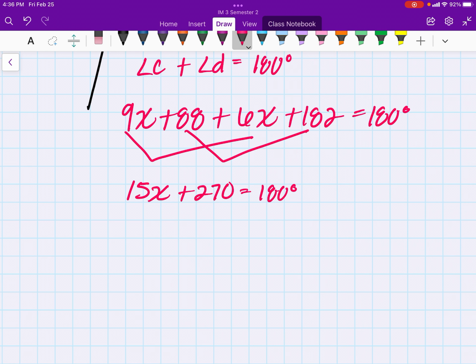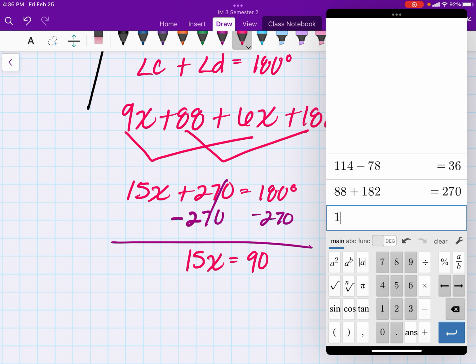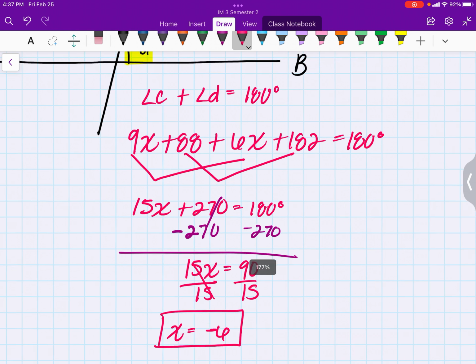Now, once again, we're solving for x here. So I'm going to subtract 270 from both sides. That gives us 15x equal to, in this case, 90. Just double checking here, 180 minus 270 is 90. Now, from there, we're going to divide both sides by 15. So x in this case equals negative 6. All right, that's one of our answers.